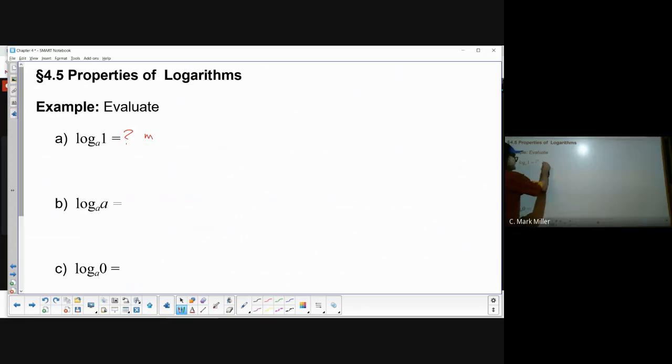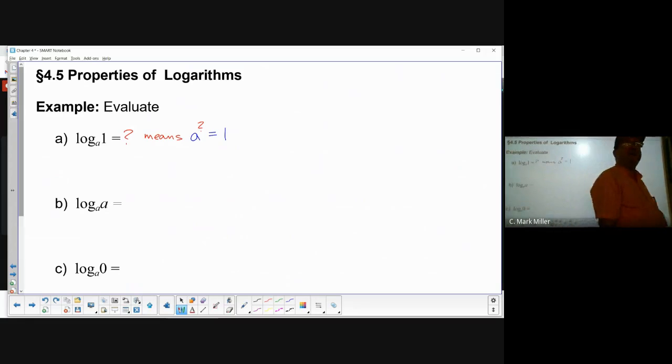This means A to the question mark equals 1. What power do I have to raise a positive number to, that doesn't already equal 1, to get 1? So 2 to what power equals 1?